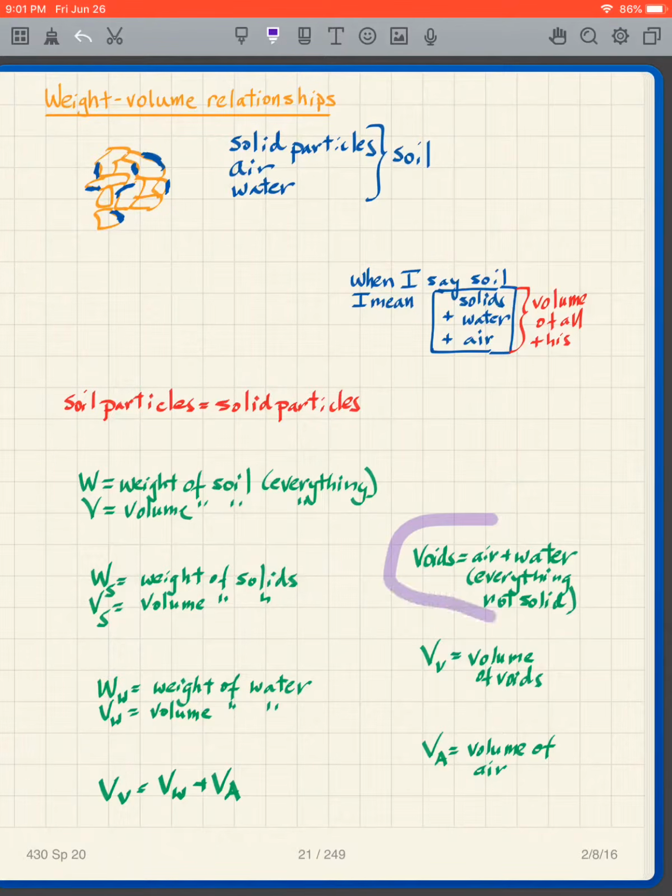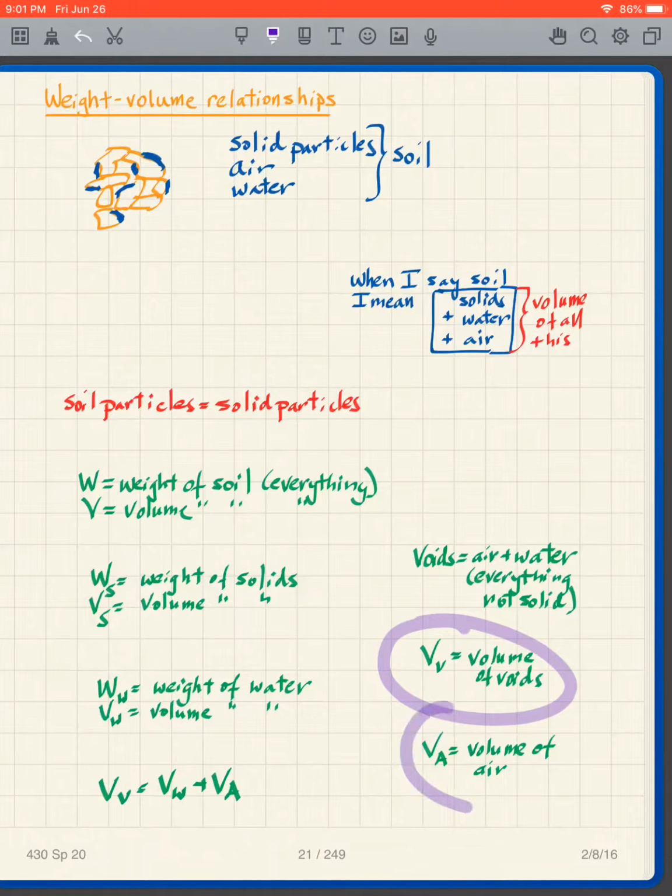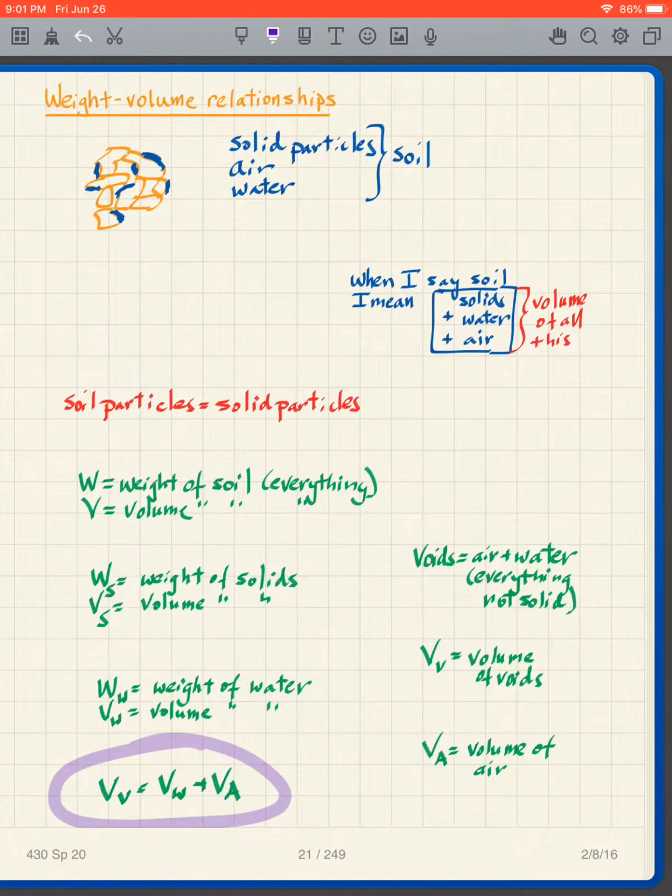I'm going to define something called the voids. In other words, everything that is not solid is a void. So the air and the water, we call that the voids. So capital V sub V is volume of the voids. Capital V sub A is volume of the air. And so the volume of the voids is the volume of the water plus the volume of the air.